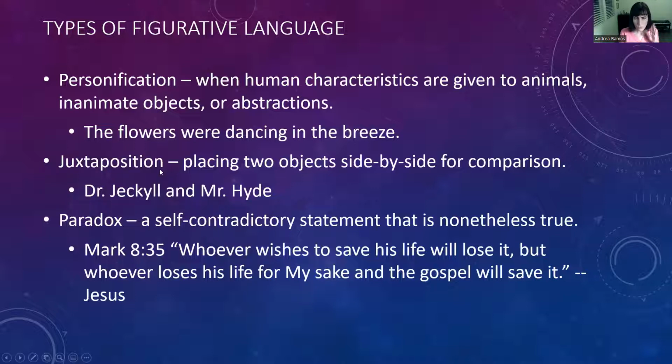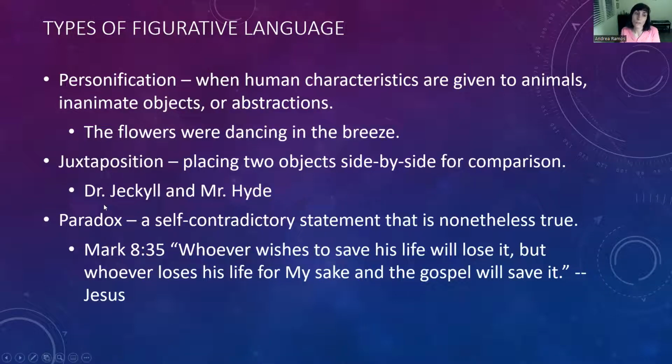Juxtaposition is when you place two objects side by side for comparison. And often this is for the purpose of contrasting two things, pointing out how they are different. When you juxtapose them, you put them side by side and examine them and you say, oh, these things are the same in some ways, but they are different in others.